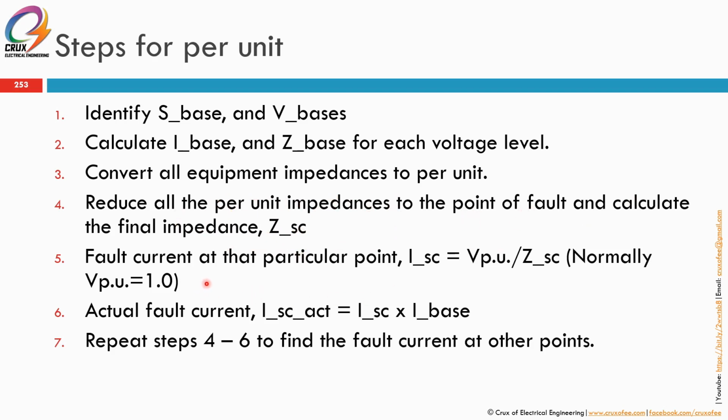So we'll go through this after this. Fault current at a particular point, the short circuit, equals V per unit divided by the Z short circuit. Normally V per unit is 1.0 lah. But if you're using IEC 60909, you may be using 1.05 or 1.1 lah. Okay, so the actual fault current will be the calculated I short circuit per unit times the I base. So repeat steps 4 to 6 to find the fault current at other points.